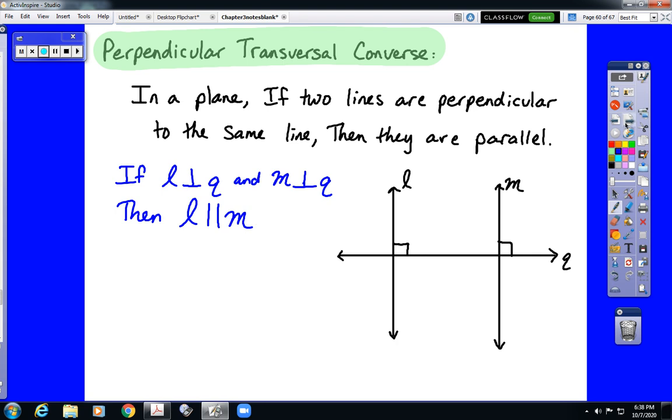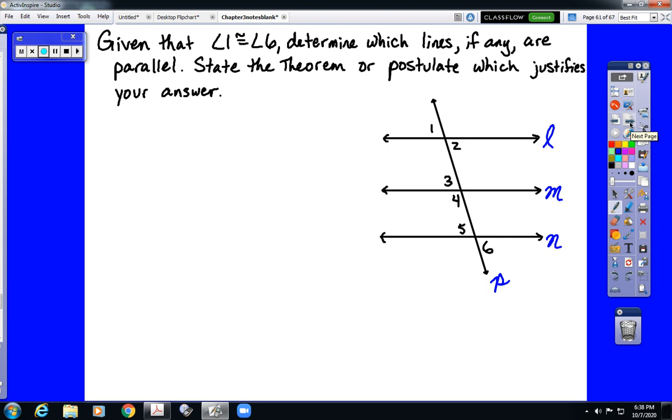So here we go. Here is a picture. We have three lines being transversed by a line P. We have 6 numbered angles in this picture, but really we don't care about all of them. We only care about the ones that we're given information on. We are told angle 1 is congruent to angle 6. So go into your picture and mark angles 1 and 6.